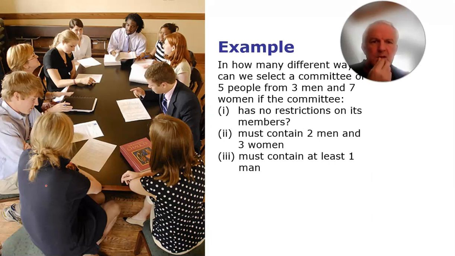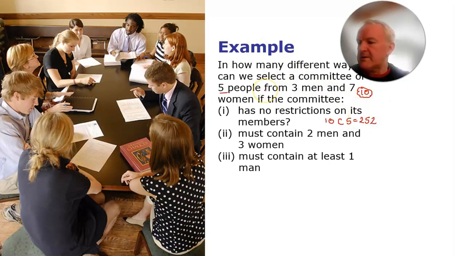How many different ways can we select a committee of 5 people from 3 men and 7 women? All right. First of all, it says no restrictions on its members. So there's a total of 10 people that I can choose from, and I've got to choose 5 because it wants 5 people on my committee. I think I made sure when I wrote this question many moons ago, there were 10 people around that table with 3 men and 7 women. Anyway, let's do this now. I'm going to do 10C5. I've got no restrictions at all. 252. So I've got 252 ways of picking my committee.